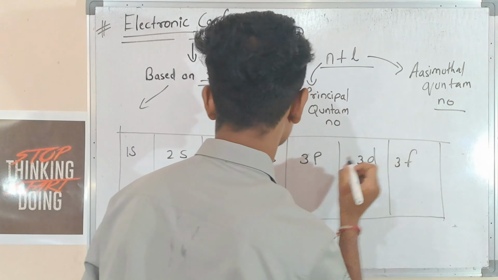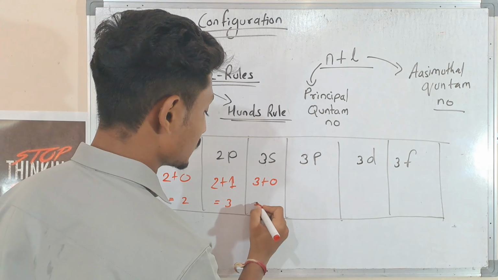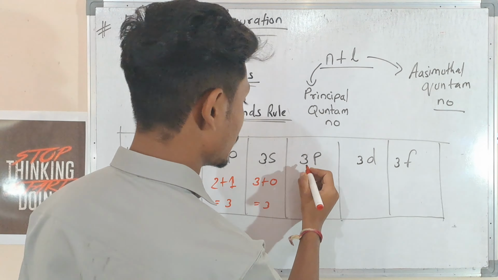For 1s, the principal quantum number is 1 and s has azimuthal quantum number 0, so 1 plus 0 is 1. 2s has principal quantum number 2 plus 0, so the answer is 2. 2p is 2 plus 1, since p has azimuthal quantum number 1, so the answer is 3. 3s is 3 plus 0, so the answer is 3. 3p is 3 plus 1, so the answer is 4.